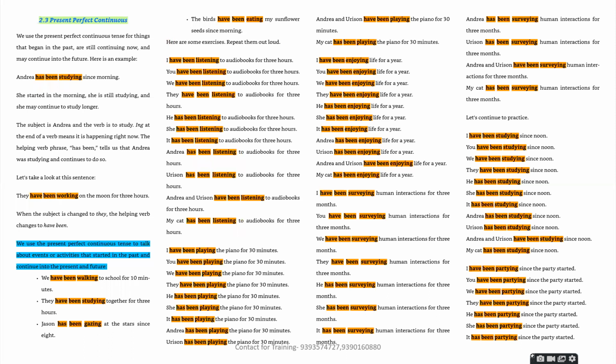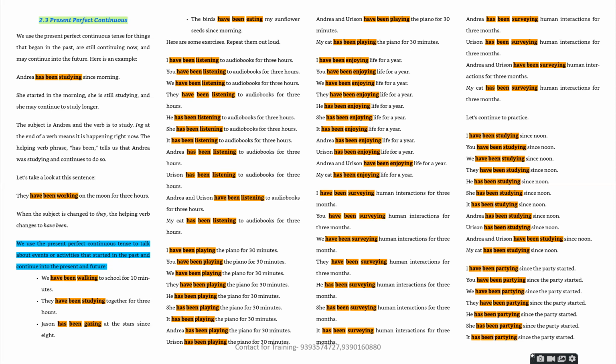Present perfect continuous. We use present perfect continuous tense for things that began in the past, are still continuing now, and we may continue into the future. Here is an example. Andrea has been studying since morning. She started in the morning, she's still studying, and she may continue to study longer.